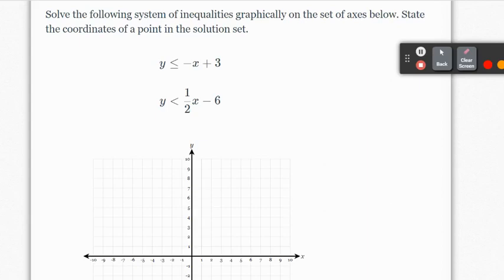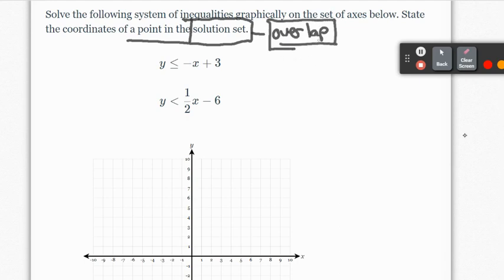A system of inequalities graphically: what we do is put two of the linear system problems that we've done before, separately, onto the same grid. Then what we're looking for is a point in the solution set. The solution set is going to be the overlap of the shaded region. So we're looking for a shaded overlap. Any shading overlap is where our solutions will be.